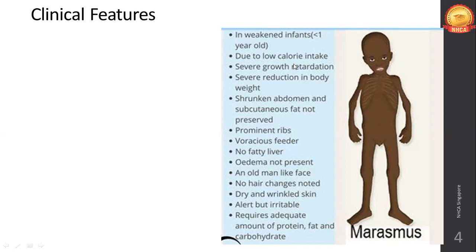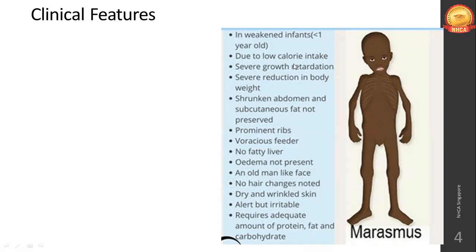Abdomen, you can see in the image, is completely shrunken. The stomach has gone inside. The rib cages and bones are very prominent. There is no subcutaneous fat that this child has. The child has lost a lot of fat from the body, no subcutaneous fat at all. Prominent lips. Voracious feeder means the child has a big appetite. The child is really hungry and eats a lot, but it does not keep up with the health.